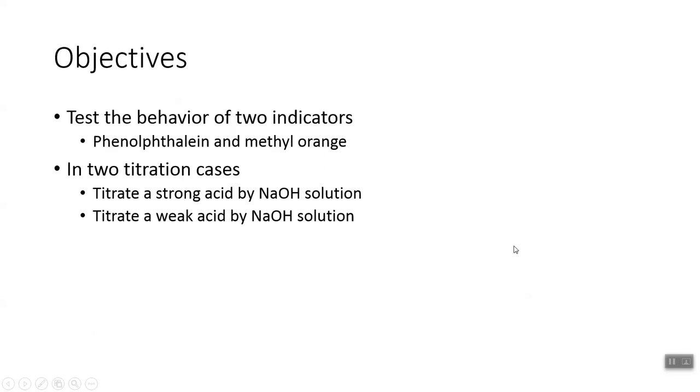So the objective of this laboratory is to test the behavior of two indicators, phenolphthalein and methyl orange, in the titration jump when we titrate a strong acid with an NaOH solution, and when we titrate a weak acid with a sodium hydroxide solution. So what is the difference? See you in the lab.